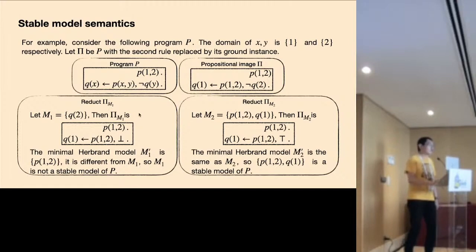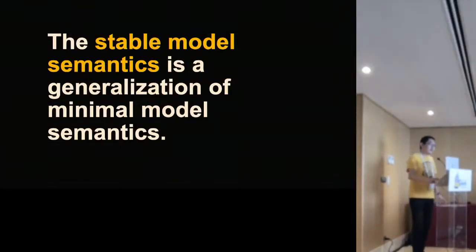Here I only list 2 of the 8 to show you, once we have the propositional image, how we can produce the reduct, and why the left-hand side is not a stable model of the original program, while the right-hand side is a stable model of the original program. So at this point we can see stable model semantics is actually a generalization of the minimum model semantics. It still has some minimum model aspects in there, right?